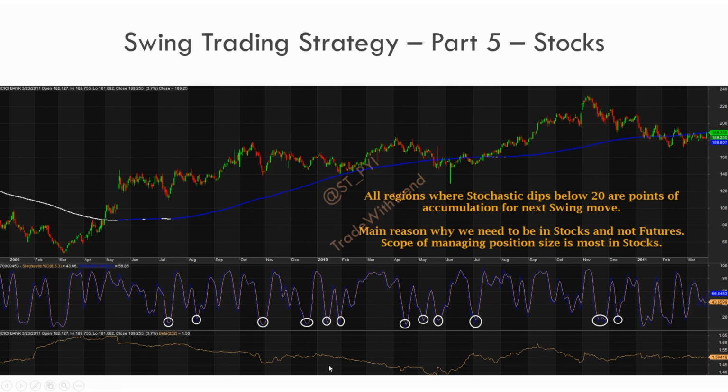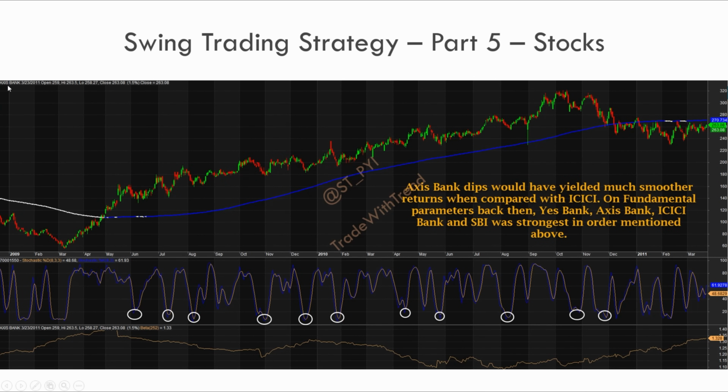See the beta value between 2009 and 2011. It was consistently between 1.4 and 1.6. So the beta criteria is satisfied as well. So all these points that you're seeing on this chart, these are accumulation points for a swing trade. I'll be showing you later which points you need to ignore or which points you need to actually place a trade in. So the next stock is that of Axis Bank. Again, these points that I've marked on the chart, these are the accumulation points where you need to enter a stock for a swing trade.